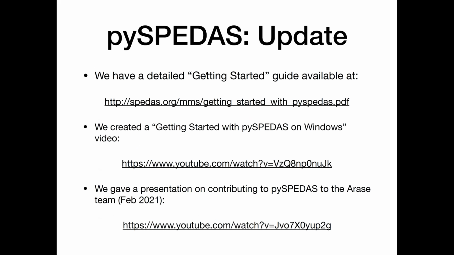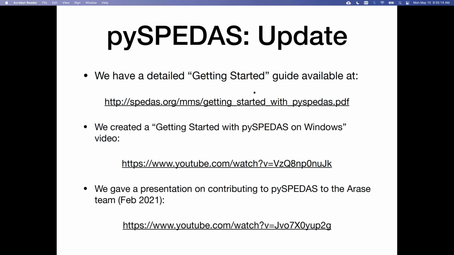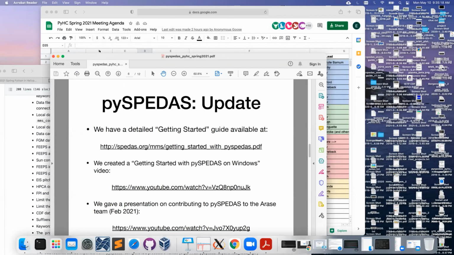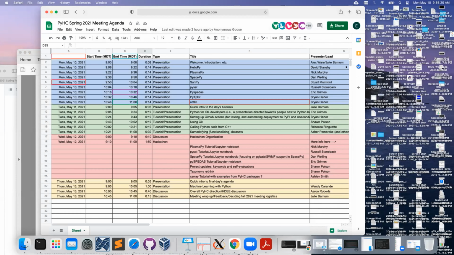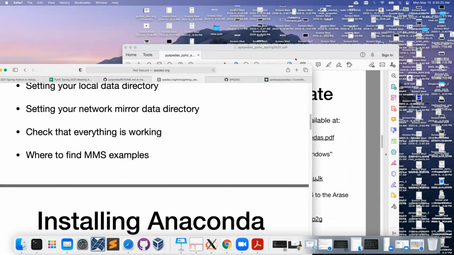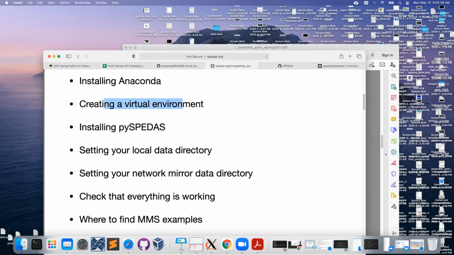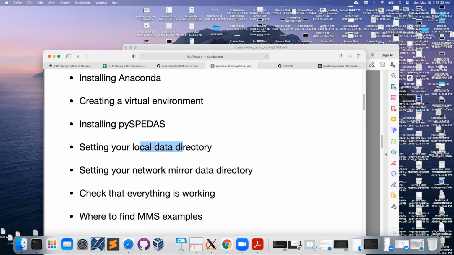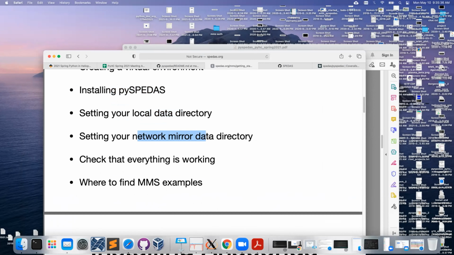And we have a detailed getting started guide available for MMS, although it's useful for other missions as well. I primarily made it for MMS because that's really where we started. Let's see, I have an example of that over here. It includes things like installing Anaconda, setting up the virtual environment, installing PySpeedas, setting the local data directory, setting the network mirror data directory, making sure everything works, and then where to find more examples.